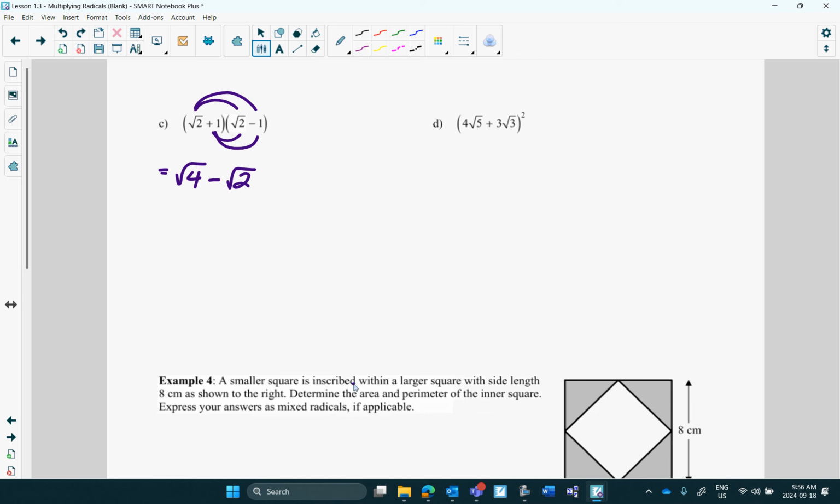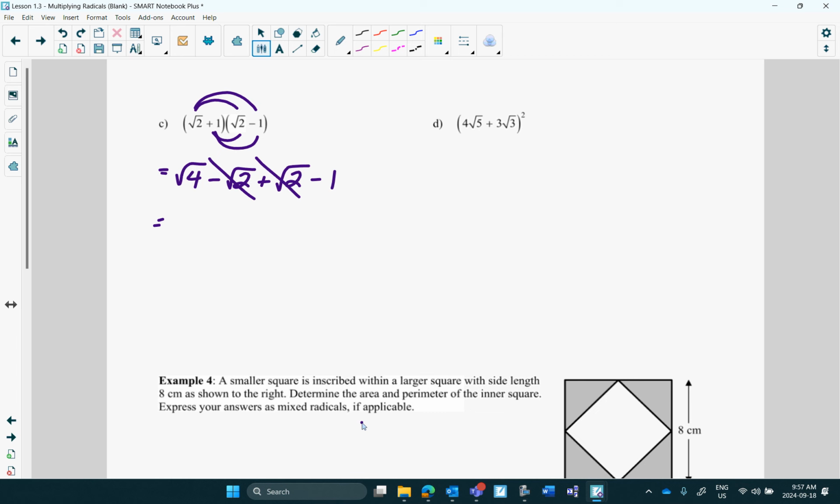1 root 2 minus 1 root 2, or minus root 2. Plus 1 times root 2. Again. Plus 1 times minus 1. Minus 1. Notice anything? When you simplify, they cancel each other out.